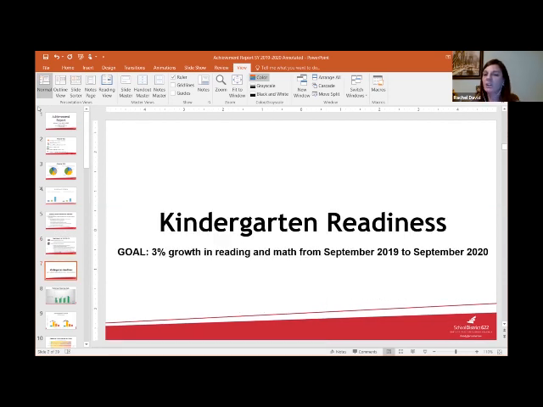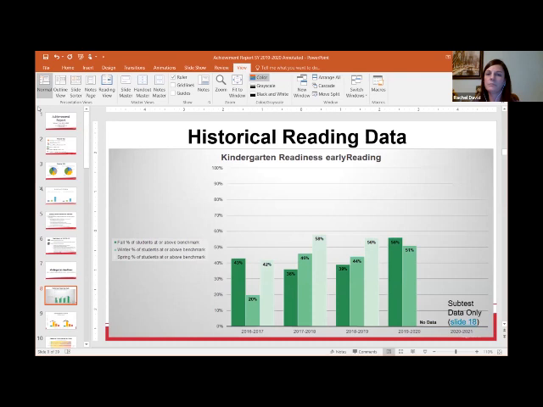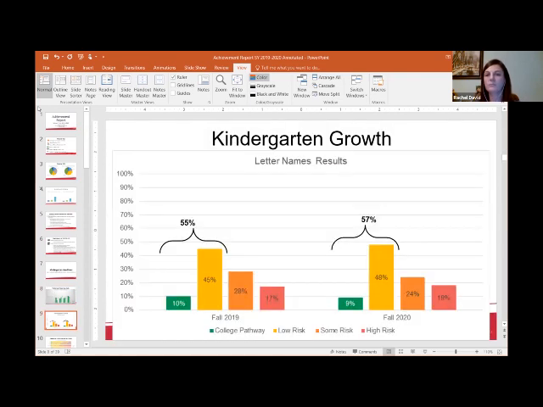So our first accountability measure is kindergarten readiness, and our goal was to achieve 3% growth in both reading and math as measured from September 19 to September 20. From a historical lens, you can see that our data has sustained over the course of the last 4 years.